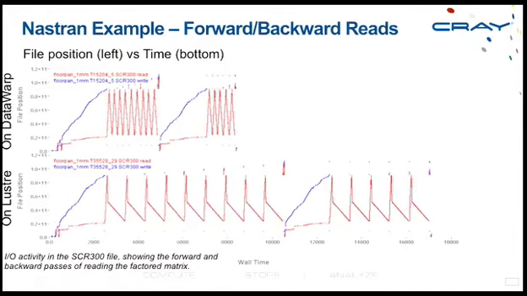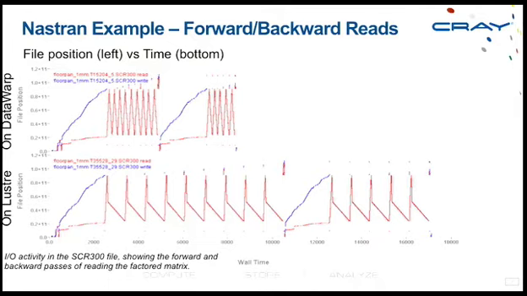To describe these charts, there are two charts, one above the other. On the left axis we have the position in the file that's being accessed. At the bottom of each chart is the lowest offset, and at the top is the highest offset of the file. The red lines reflect where within the file the I/O is occurring, and the x-axis is the wall clock time that the job runs.